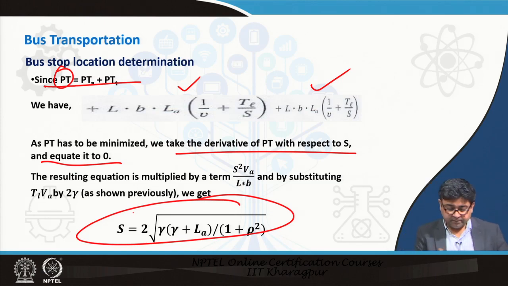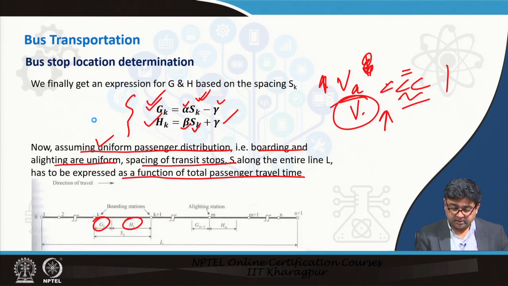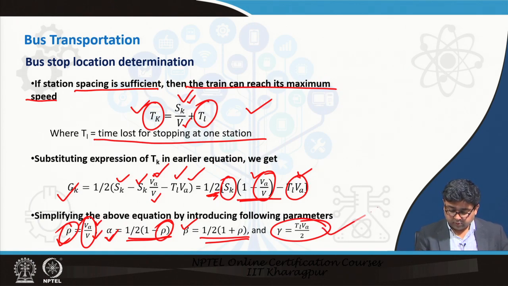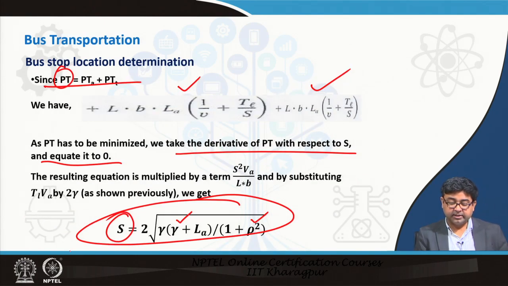is in terms of rho and gamma, and rho and gamma, as you already have seen, are in terms of T_L, V_A. So, you already know all these values, what is the lost time, what is the access speed, and so on and so forth. So, now we have developed the spacing between stations in terms of certain metrics that you can calculate on the field. If you calculate those metrics, you can determine the spacing.